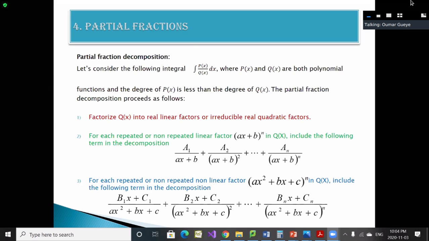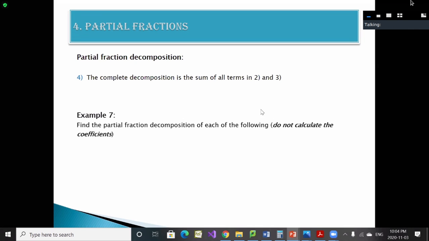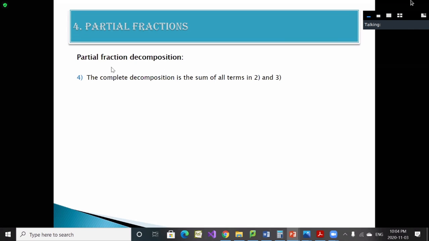Next I'm going to give you an easy example, and we'll see exactly what we mean by step 2 and step 3. This step is repeated for each linear factor, and this one for each quadratic factor. If you add all these terms obtained from steps 2 and 3, you'll get your partial fractions decomposition.